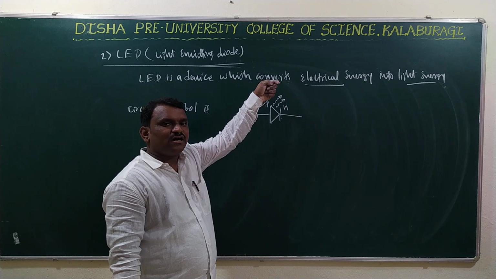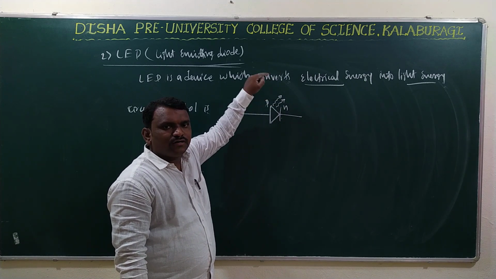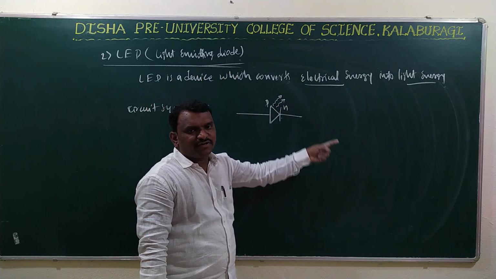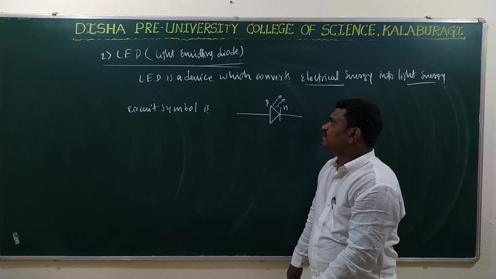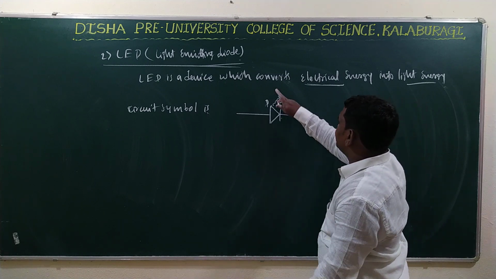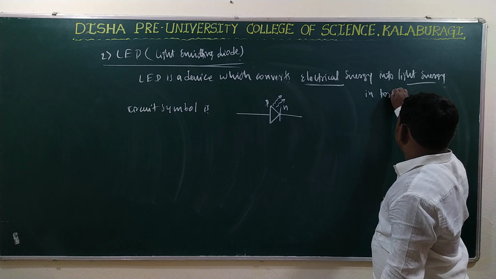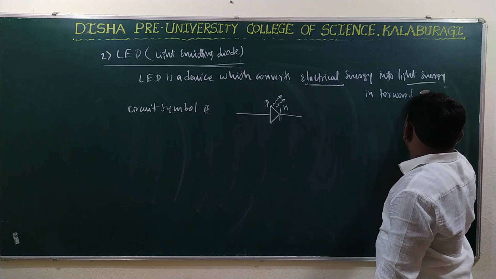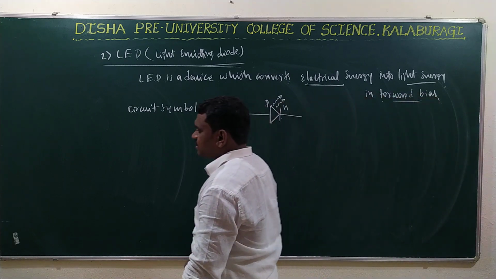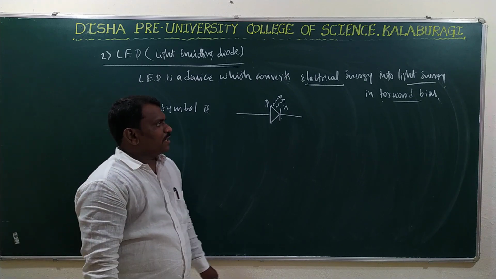In a photodiode, the radiations are incident on the diode, but here it generates radiations in the form of light due to electrical energy. It is a device which converts electrical energy into light energy in the forward bias.